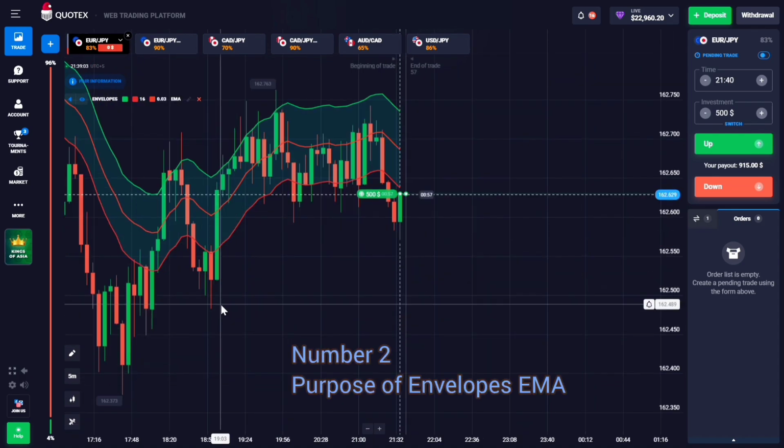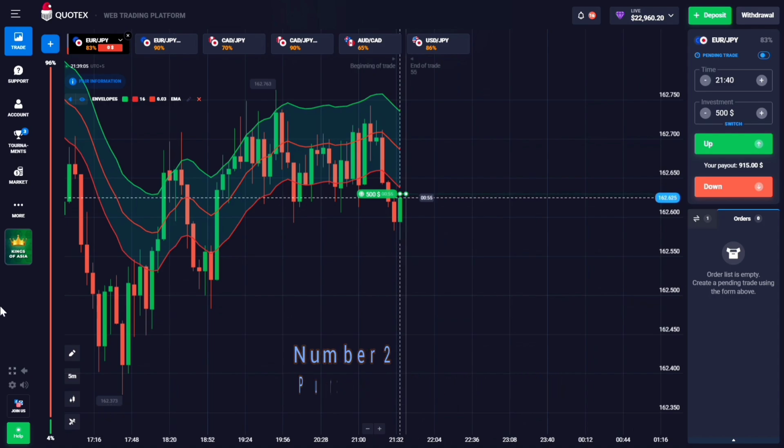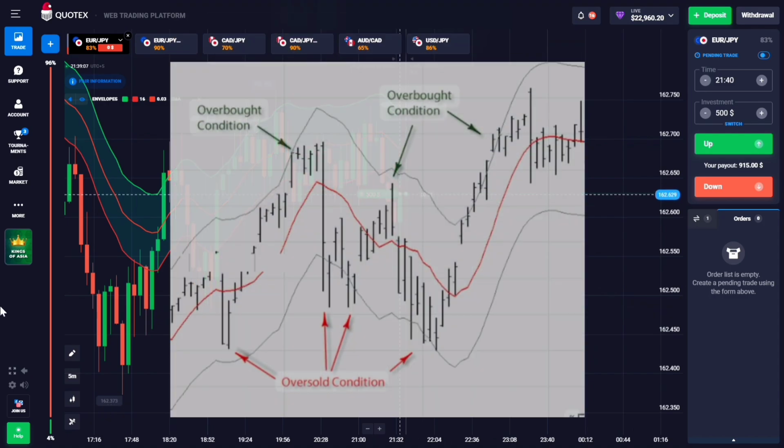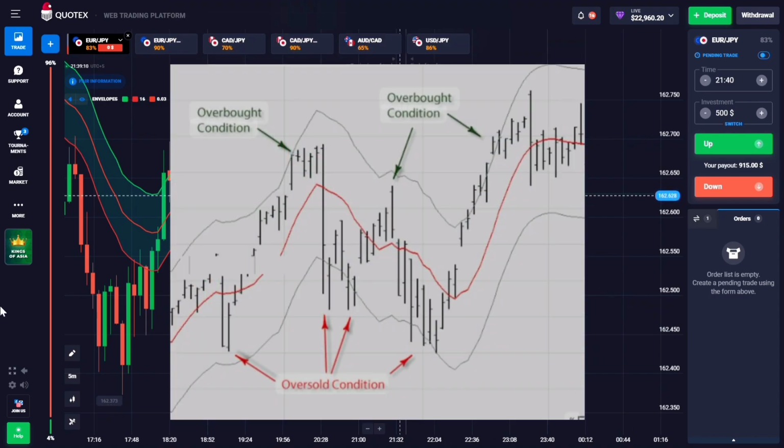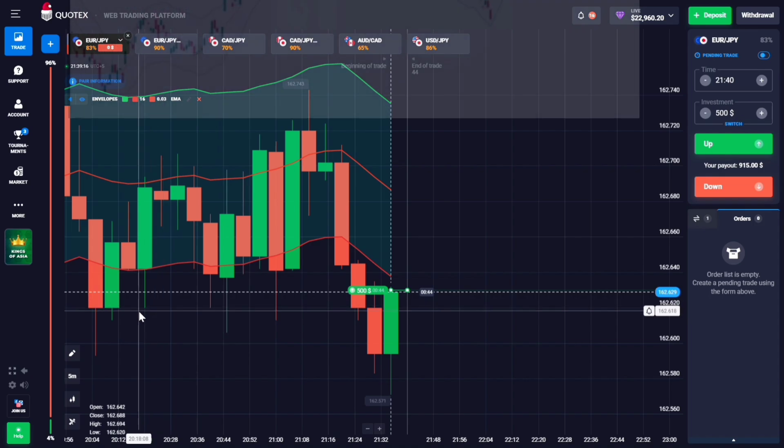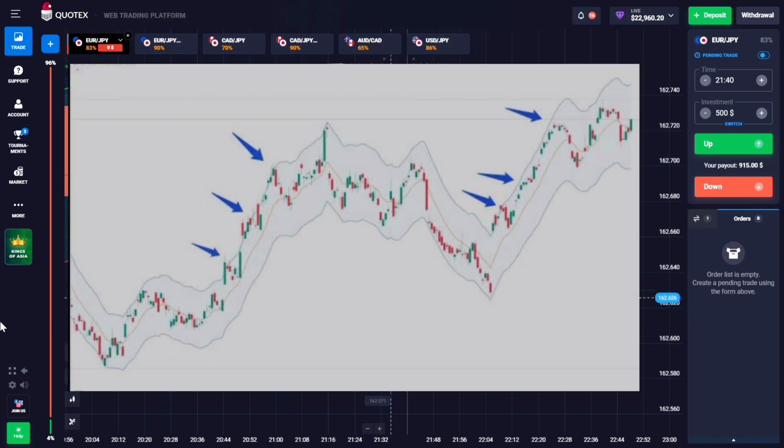Number 2. Purpose of the Envelopes EMA. Identify overbought and oversold levels. Prices moving near the upper or lower band suggest overbought or oversold conditions. Trend confirmation. Helps confirm the strength and direction of trends.